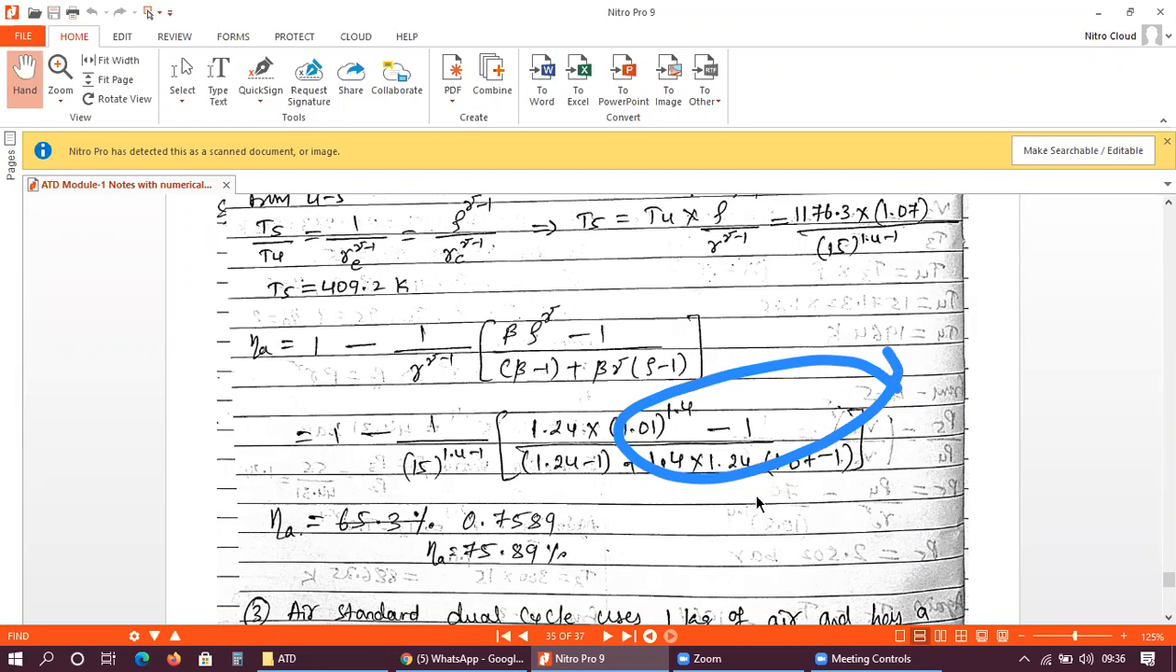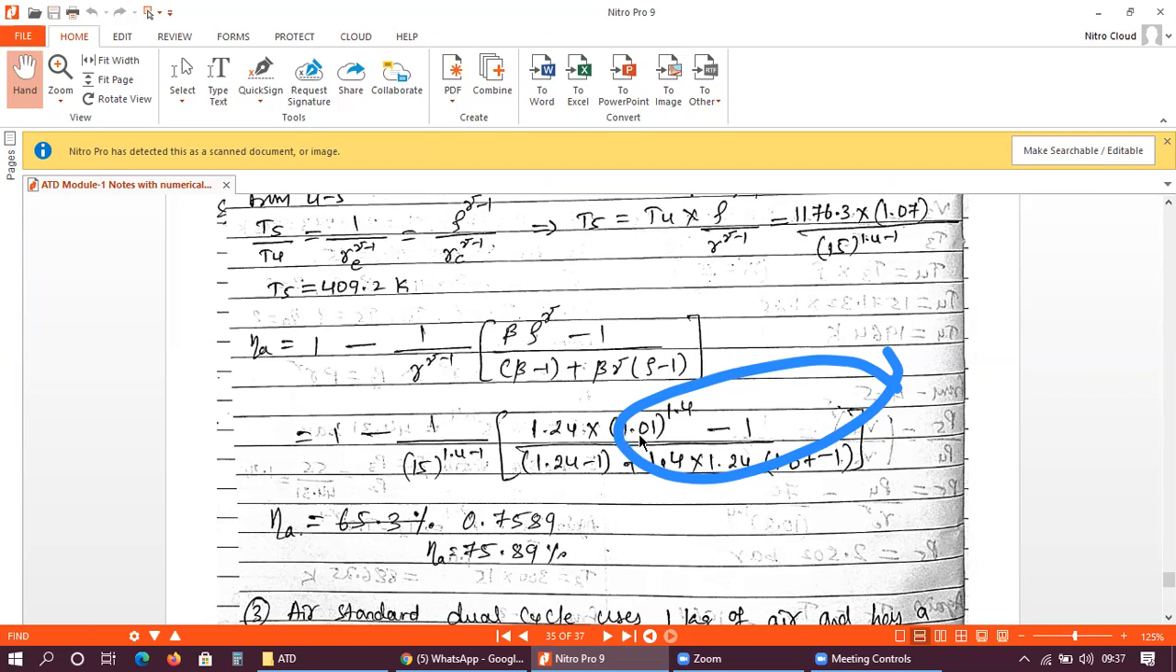So just substitute the values over in that efficiency equation, right? Efficiency equals 1 minus 1 divided by R raised to gamma minus 1. Here R, the compression ratio, is 15, raised to gamma, which is 1.4, minus 1, multiplied by beta, which is 1.24, we have calculated, and the rho value is, let me check, 1.01.